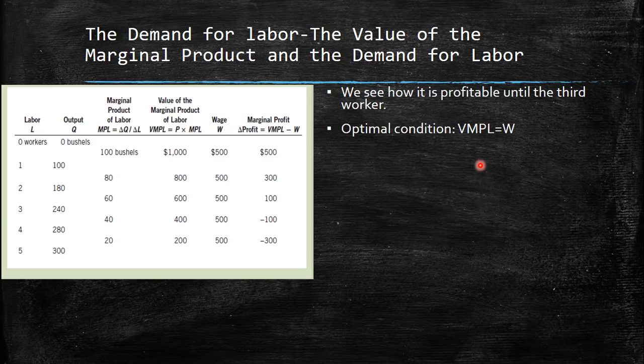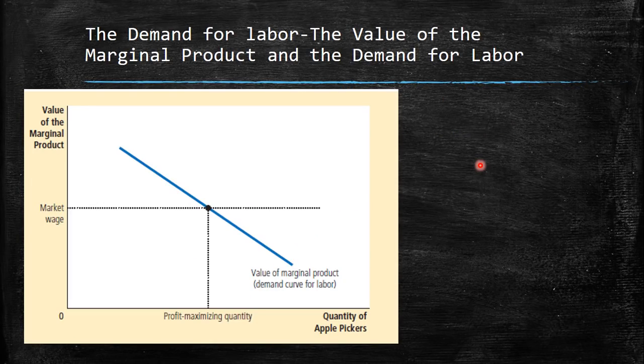Here we have the value of the marginal product of labor. In this new graph we still have the quantity of apple pickers, and here we have the value of the marginal product. At the end we discover that this is the demand curve for labor. Why? Because when we hire more and more apple pickers, the value of the marginal product will be lower. And the opposite, when we have a small quantity of apple pickers, we have a higher value of marginal product. So this is the main difference.